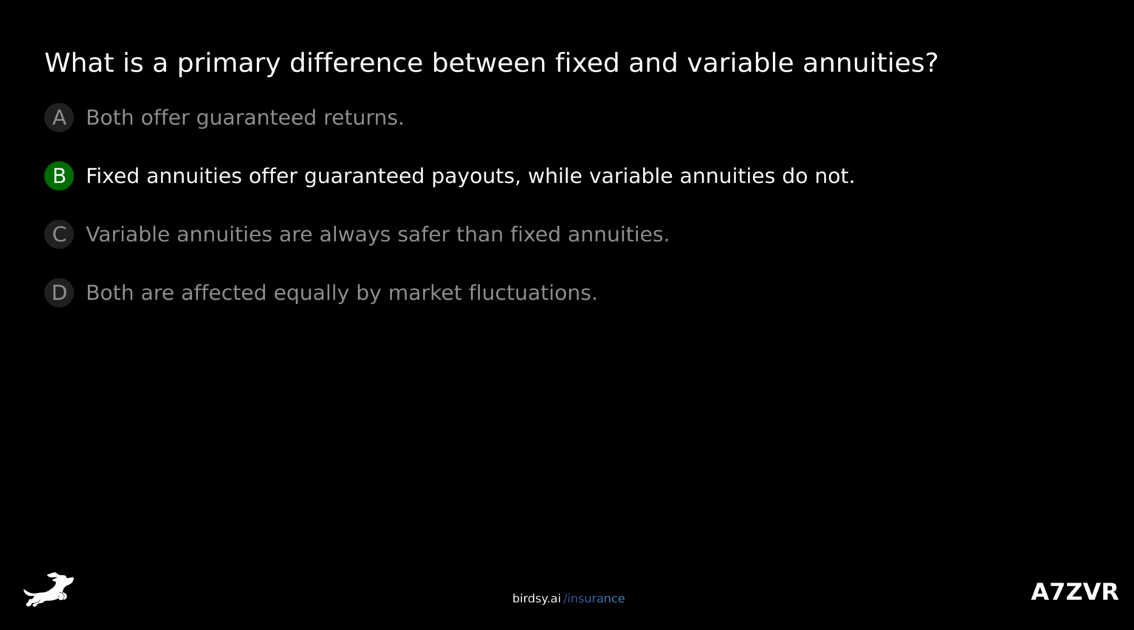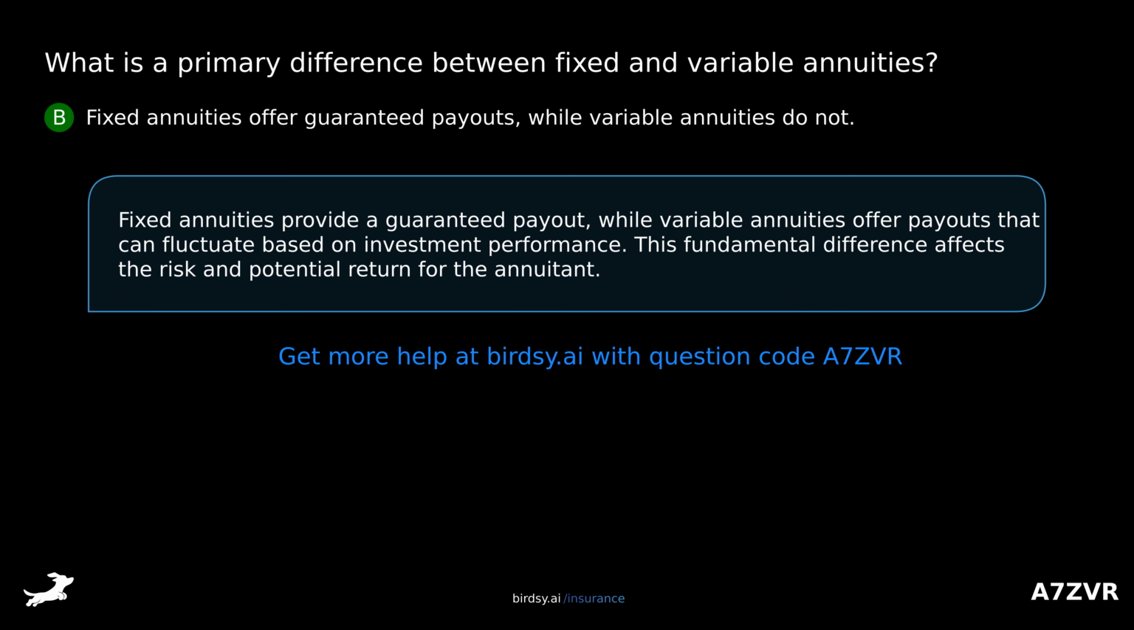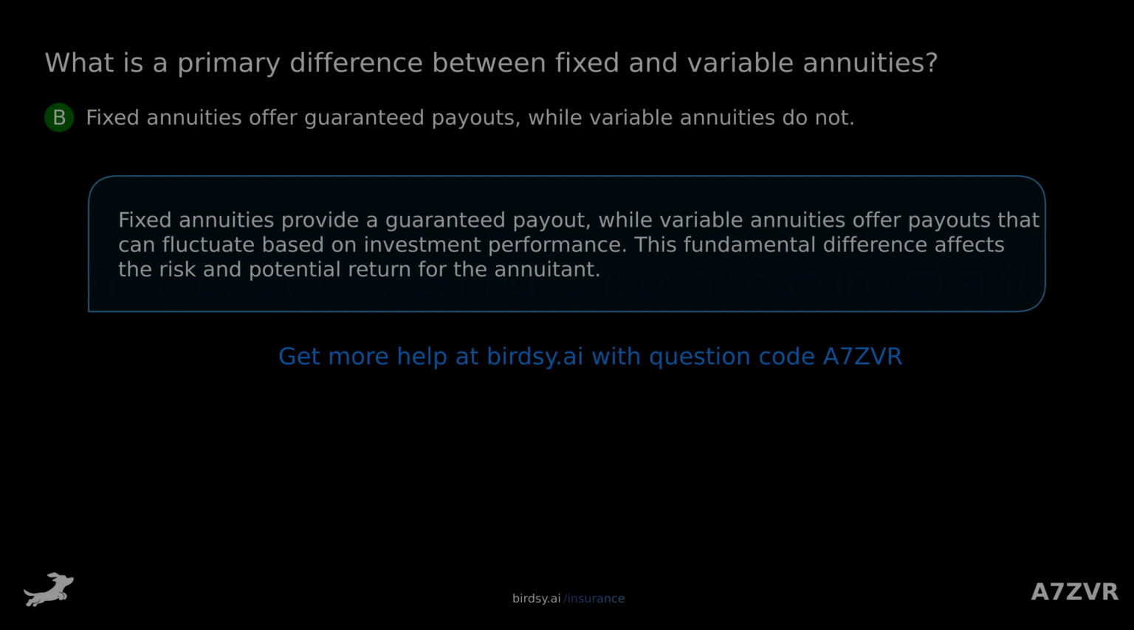The answer is B. Fixed annuities offer guaranteed payouts while variable annuities do not. Fixed annuities provide a guaranteed payout, while variable annuities offer payouts that can fluctuate based on investment performance. This fundamental difference affects the risk and potential return for the annuitant.